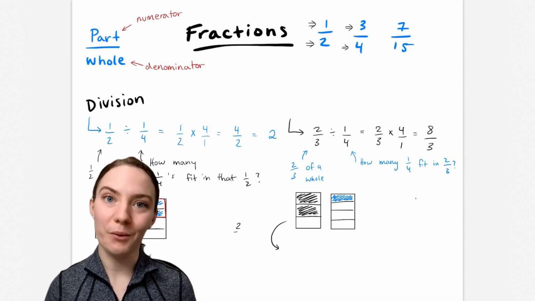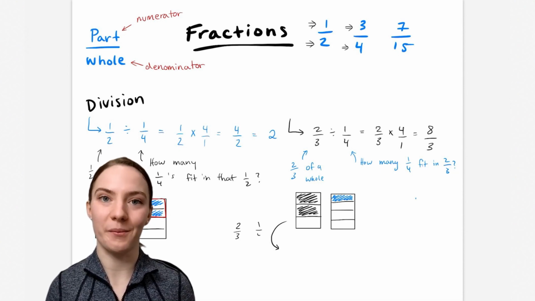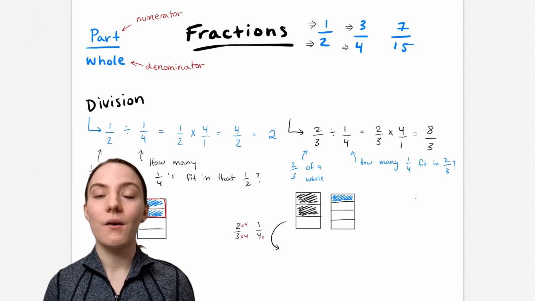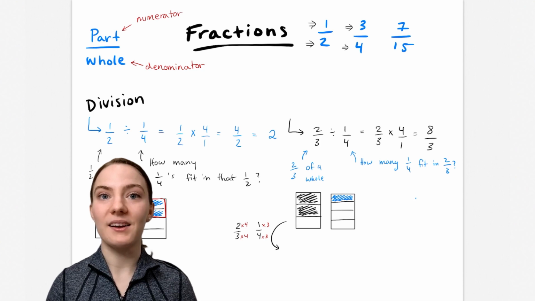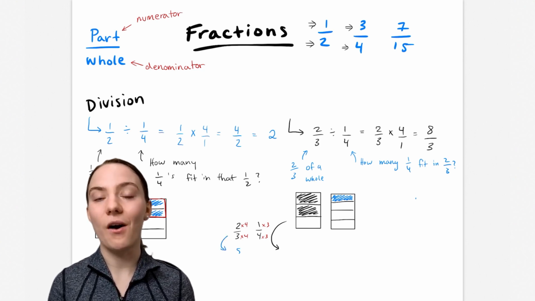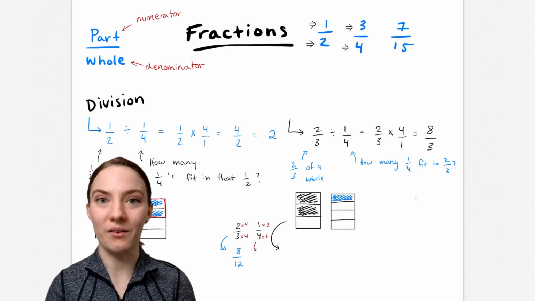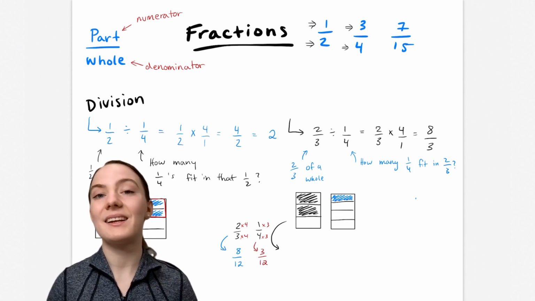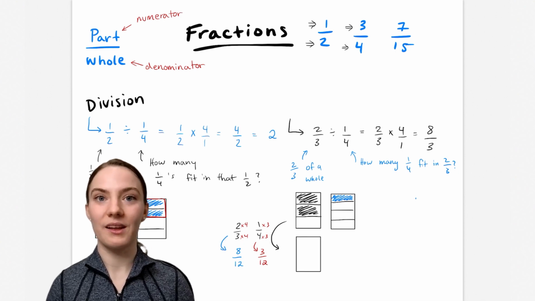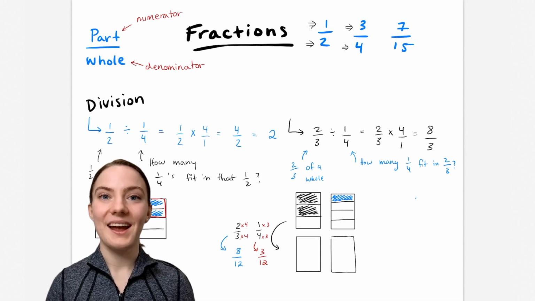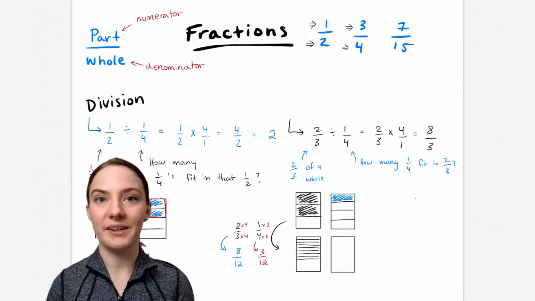And now really what we're doing is we're finding a common denominator. If we look at 2/3 and 1/4, we can see that we can multiply 3 by 4 and 4 by 3 to get a common denominator of 12. And so when we do this, we convert 2/3 into 8/12 and 1/4 into 3/12. And now we can split each of these rectangles into 12 equal parts.